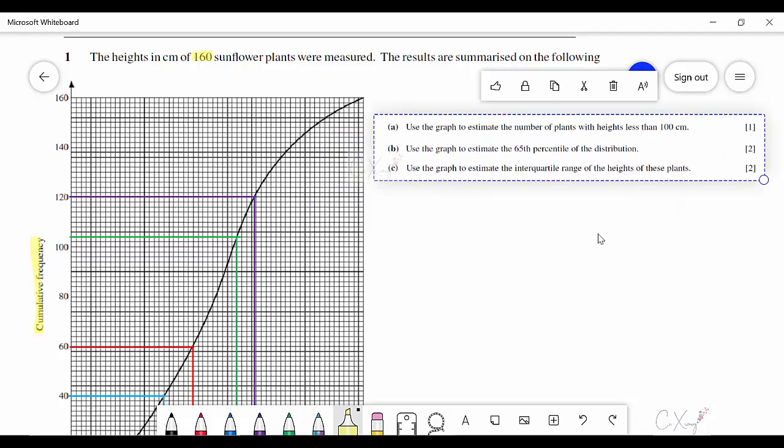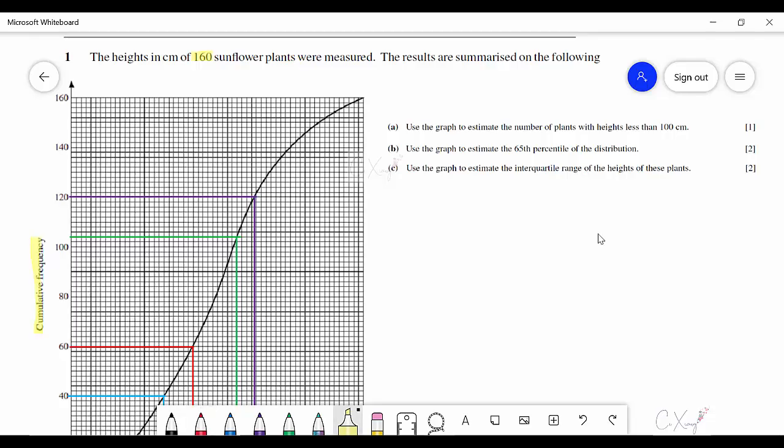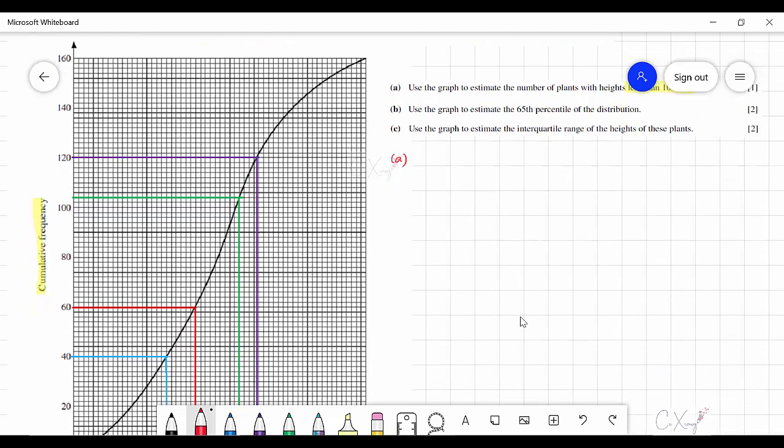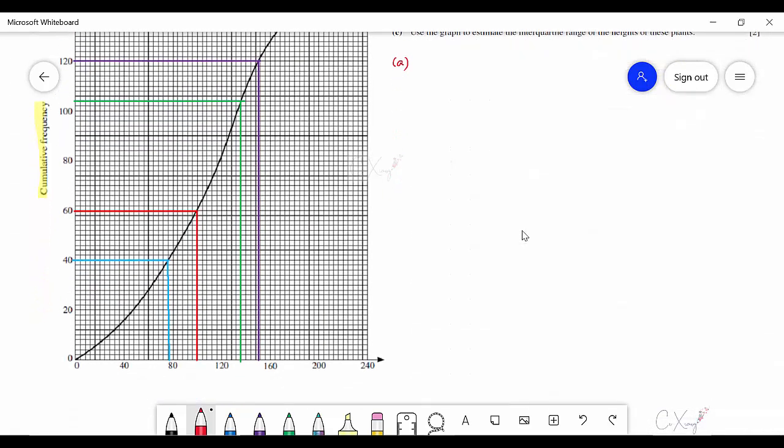For part A, they want us to estimate the number of plants that are less than 100 cm. For less than 100 cm, you can straight away look for 100 on the x-axis, because the x-axis is the height of the plants in cm. So you have to read from the graph where the 100 is. I think this is 100, right?